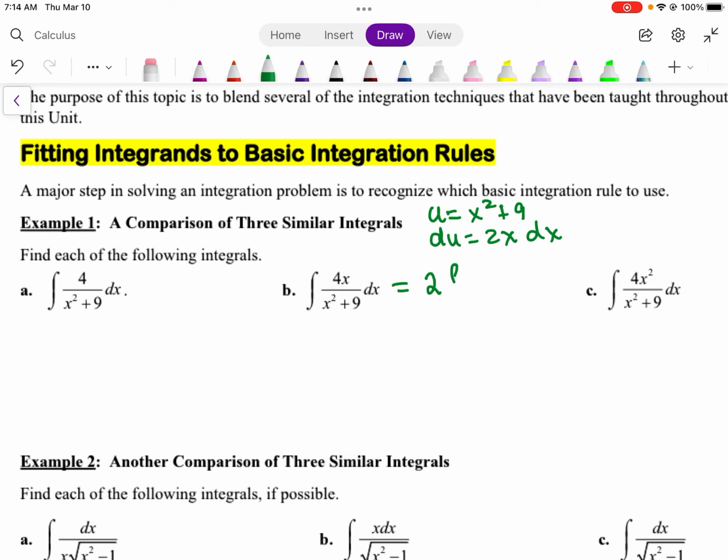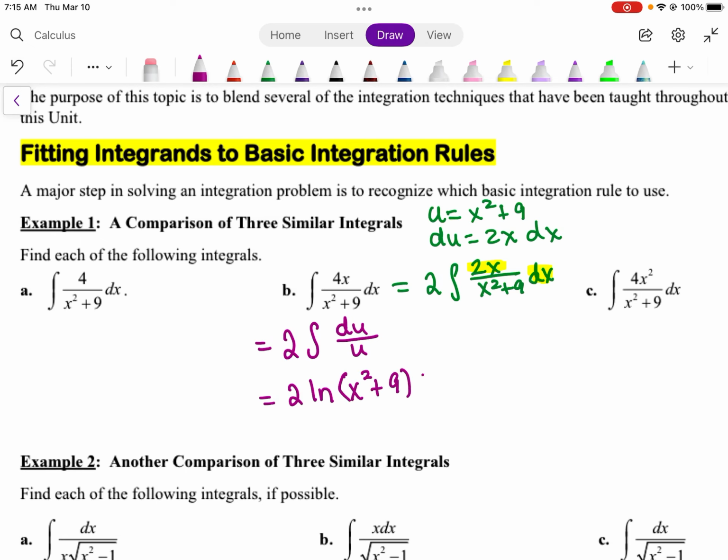So if I rewrite this as 2 times the integral of 2x over x squared plus 9, then I'm going to have my u substitution because this right here is my du. All right, so I'm going to carry on then. That's going to be 2 times the integration of du over u, and that's going to end up being 2 times the natural log of x squared plus 9. Now that's always positive, so I'm not going to put it in absolute value bars. And then plus c. So that one can be done with substitution.